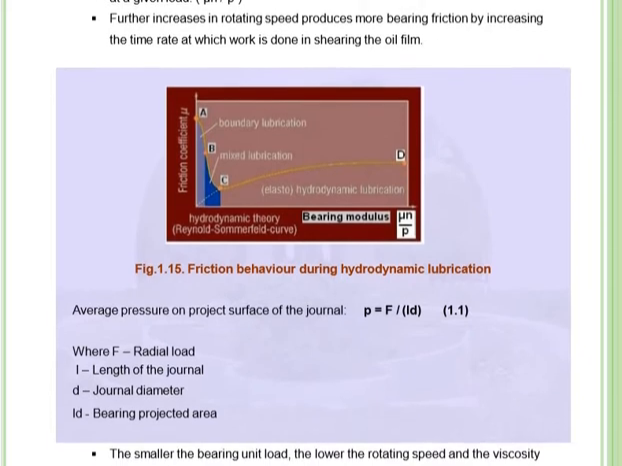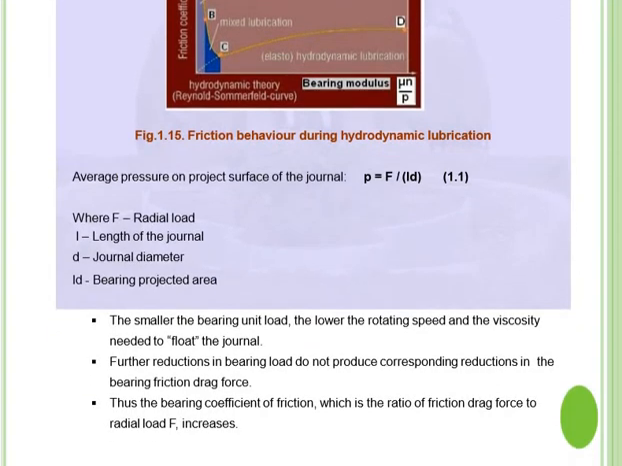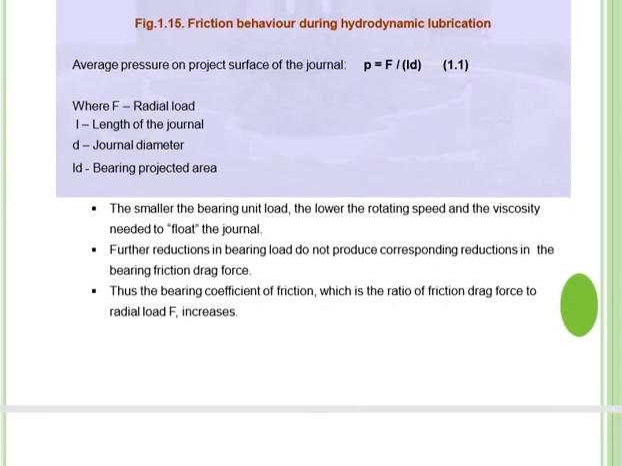Okay, please see that F is the radial load, l is the length of the journal, and D is the diameter of the journal. ld is the bearing projected area. So please see the smaller bearing unit load. Whenever we consider starting, there is the unit load, say 5 kilonewton or 10 kilonewton, whatever, and the viscosity needed. Further reductions in bearing load do not produce corresponding reductions in the frictional drag force.